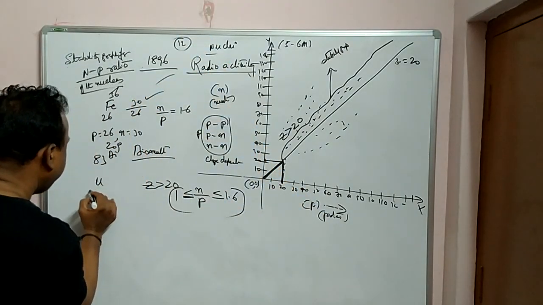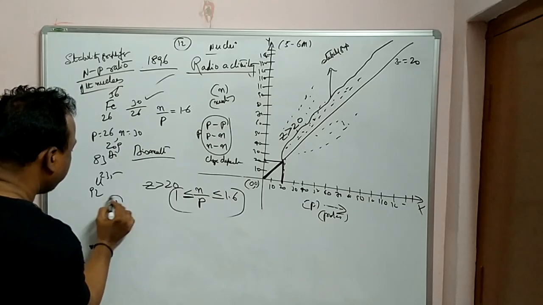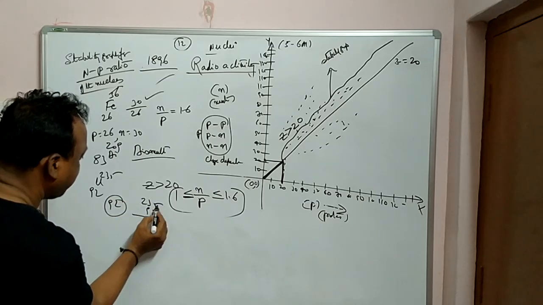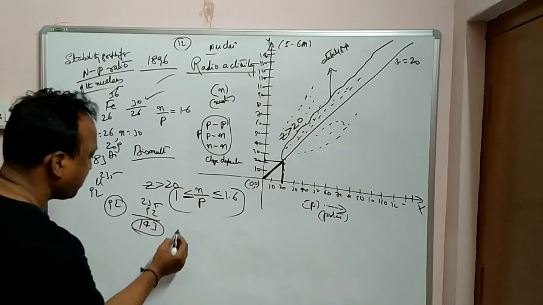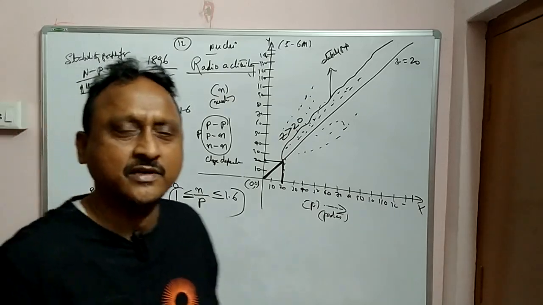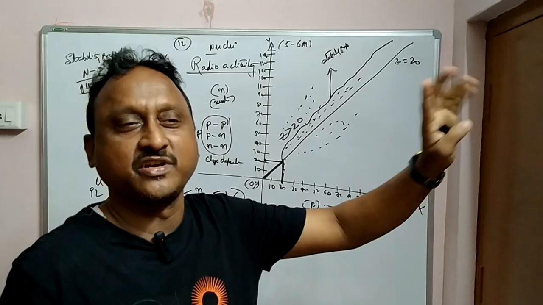Uranium nuclei, you can take 92, 235. So how many protons? 92. And how many neutrons? 235 minus 92, that is 143. If you find the ratio, 143 by 92, it is more than that value. So that is why it is most unstable, and it participates in the nuclear fission reaction.